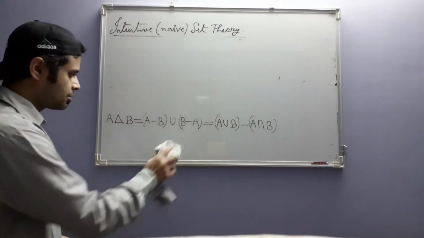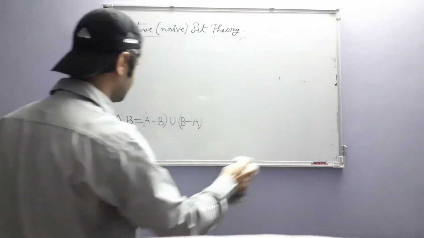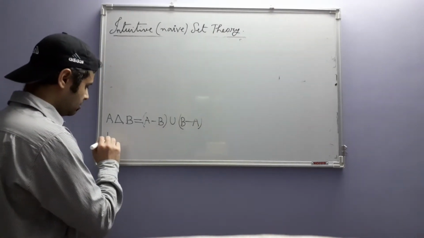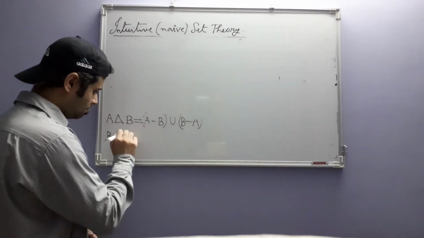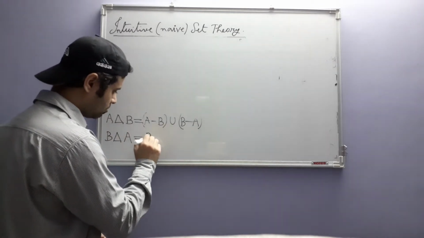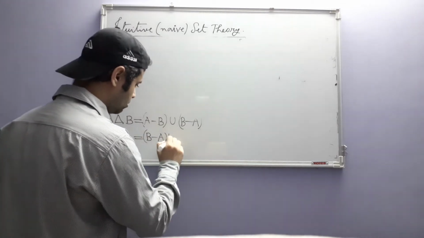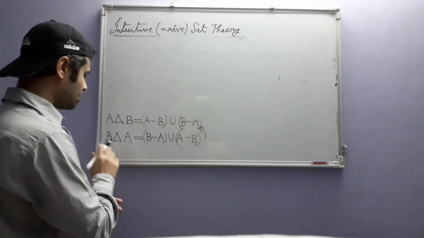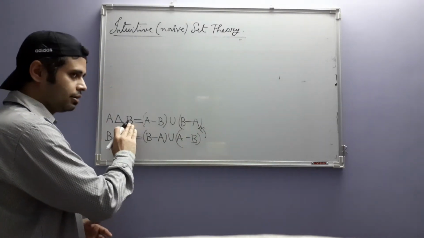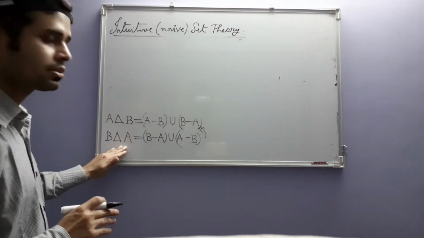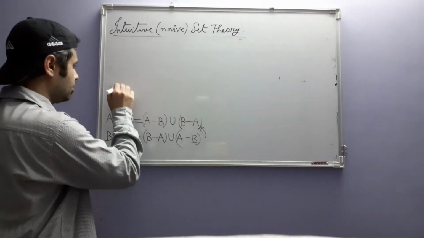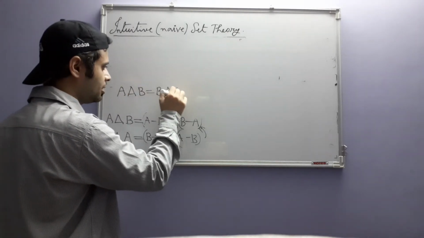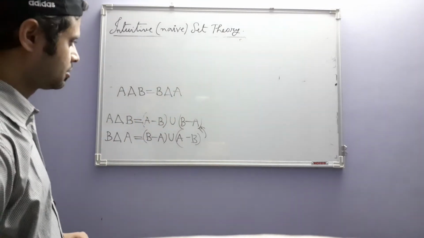Now you can also see one more thing immediately from the definition itself. Don't have to put that much effort. Is that B delta A equal to B minus A union A minus B is also equal to this. That means B delta A is equal to A delta B, or symmetric difference is commutative. Okay, A delta B is equal to B delta A. It follows immediately from the definition of symmetric difference.